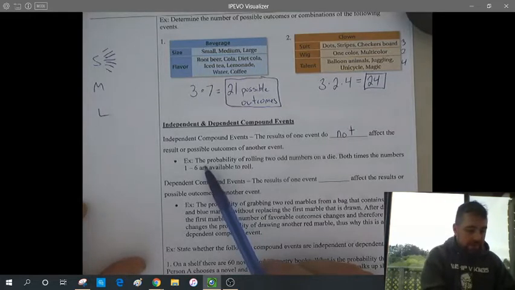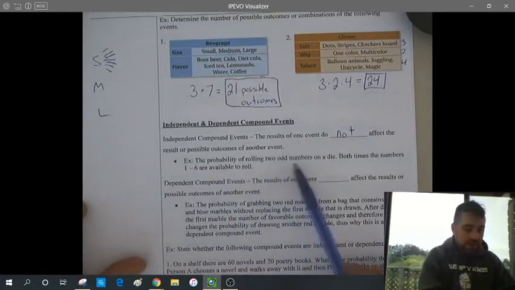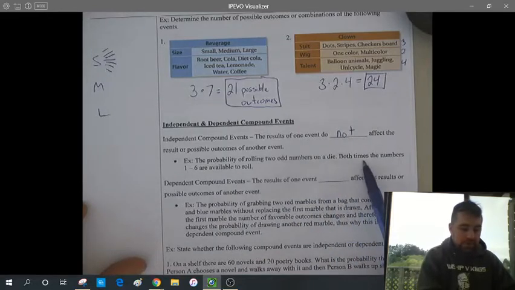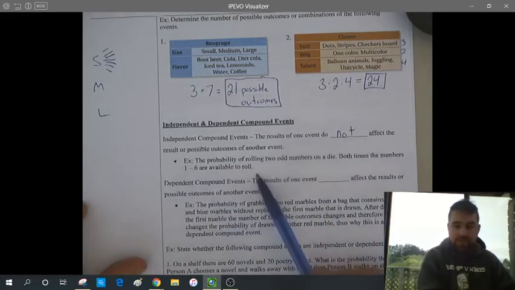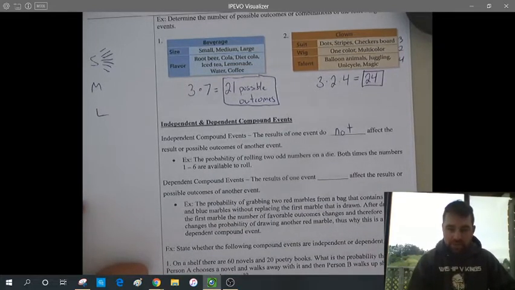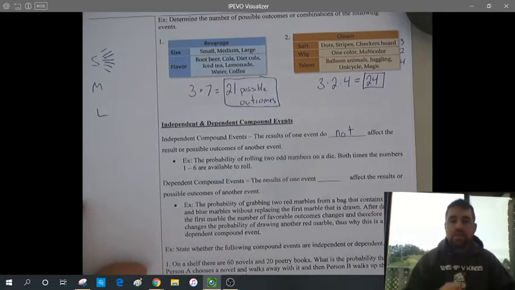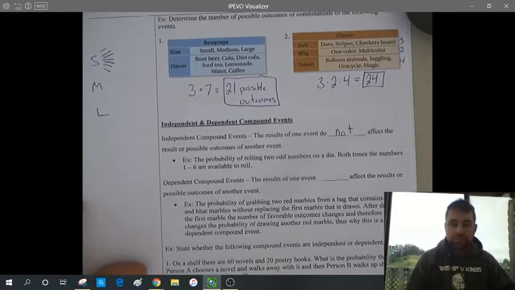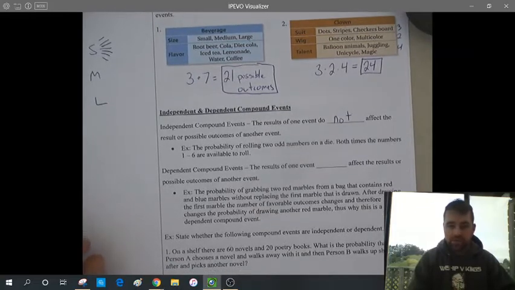Another example here, the probability of rolling 2 odd numbers on a die. Both times the numbers 1 through 6 are available to roll. So if I roll the die once, I have numbers 1 through 6 available to me. If I pick it up again and roll it again, numbers 1 through 6 are available again. So they're independent compound events because each time the number of outcomes is going to be the same no matter what you did on the first event or the first act.